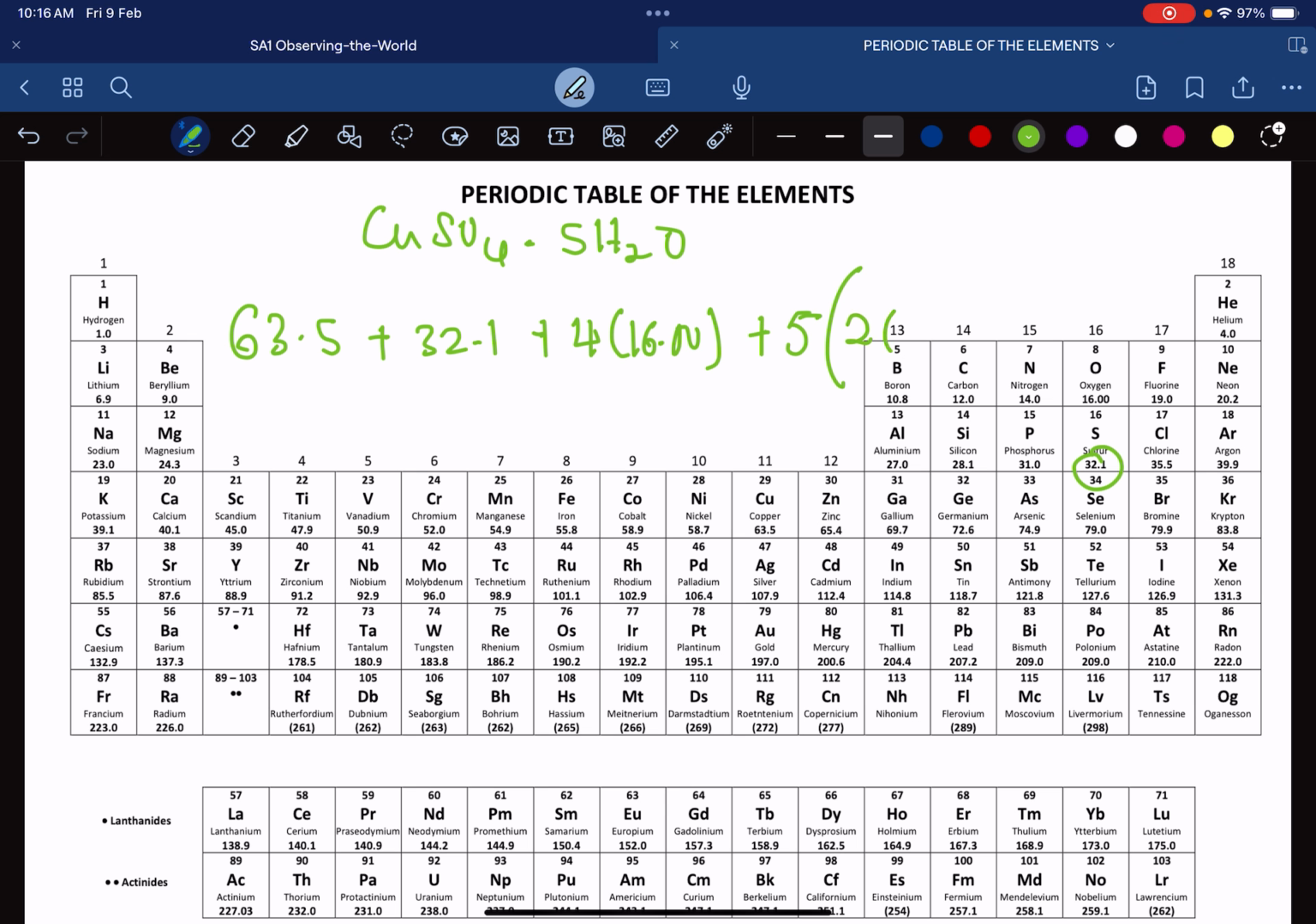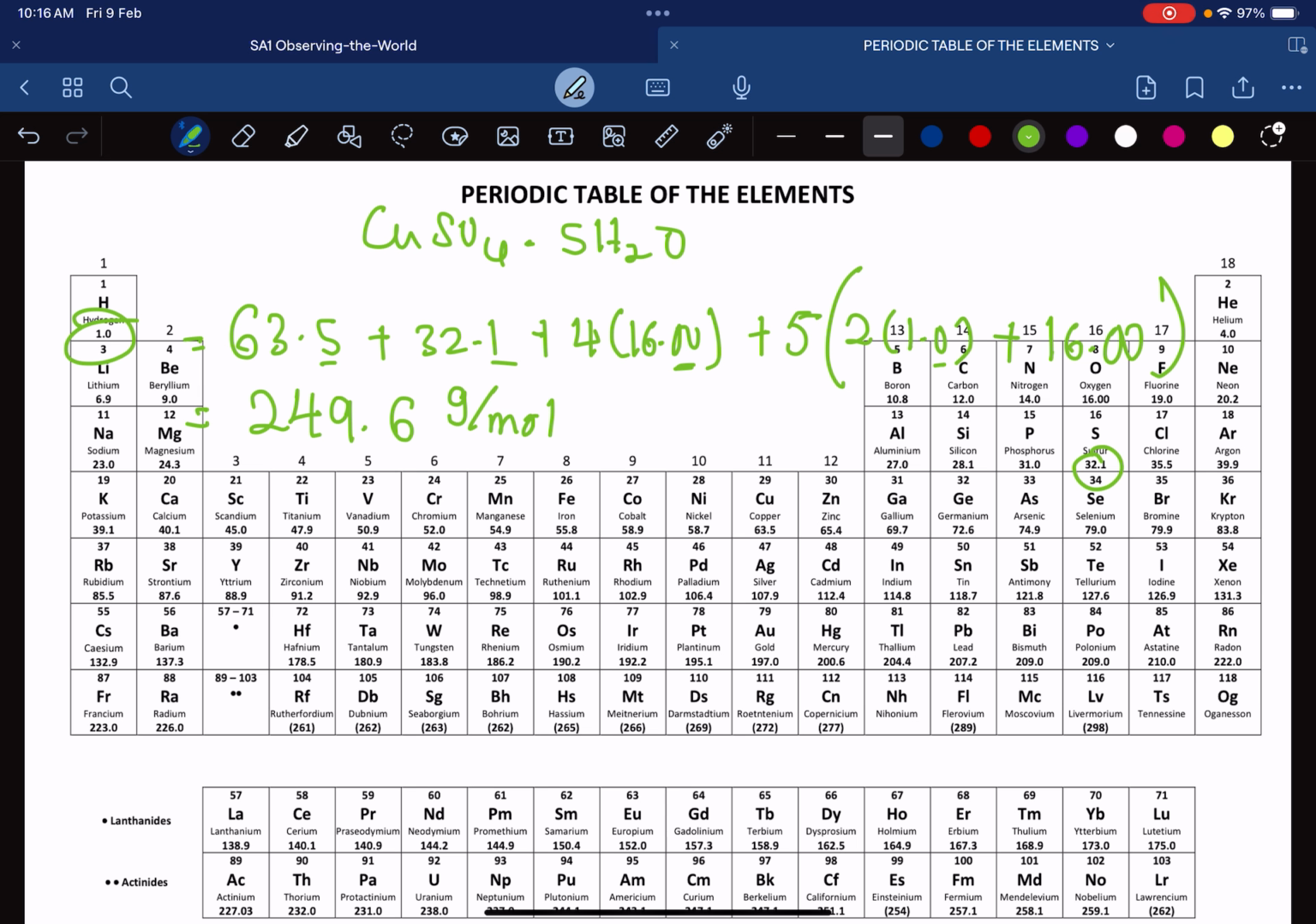So two hydrogens at 1.0, plus oxygen again 16.00. Okay, so this will give us the molar mass. So 5 times 18 plus 64 plus 32.1 plus 63.5, I'm getting 249.6. That's the molar mass, in grams per mole. And 1 decimal place, because this is 1 decimal place, this is 2 decimal places, this is 1. Because if you remember, when we add numbers up, we are focusing only on decimal places.